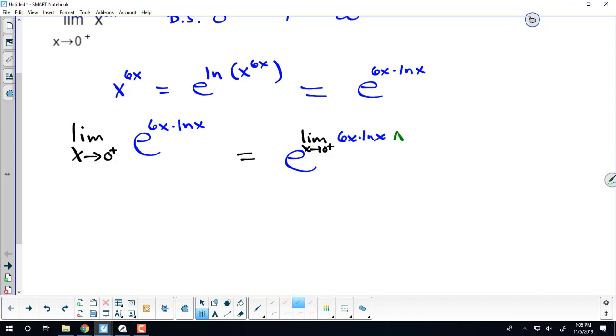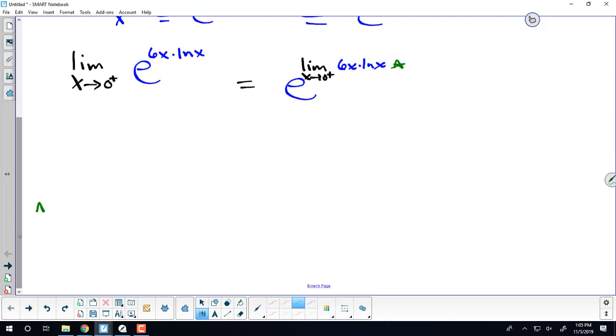But then take this limit here and compute it off to the side or down below or whatever. So we'll compute that limit off to the side. And what form does L'Hopital's rule apply to directly? What form does the limit have to be? Infinity over infinity or 0 over 0.